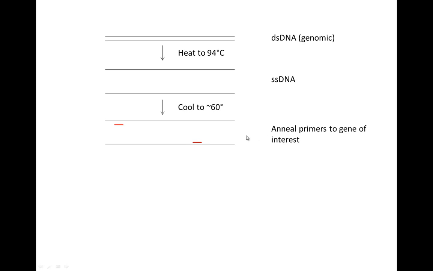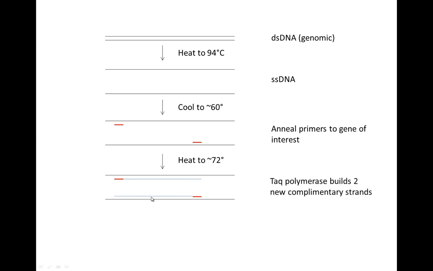So we've annealed our primers to our gene of interest. So they bracket our gene of interest, which falls in this region. Next step, heat to 72 degrees. That's the optimal temperature for DNA polymerase to elongate 2 new strands of DNA. And we're left with 2 new copies of our gene of interest.